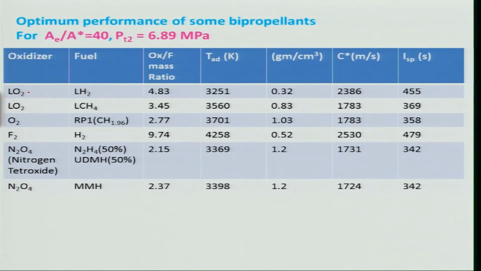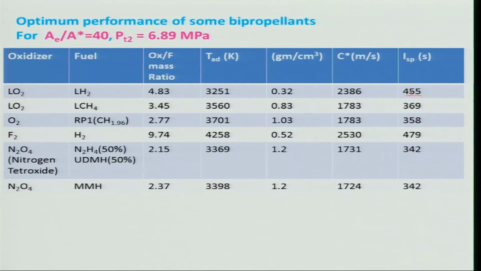That is liquid oxygen and liquid hydrogen. If I take an oxidizer-to-fuel mass ratio, the adiabatic temperature I will get is 3251 Kelvin. Of course, the actual temperature will be a little lower, and you will get the C star, that is the characteristic velocity, of 2386, and you will get the highest ISP, that is 455. Of course, this is the ideal one, and the actual one will be a little lower than that.